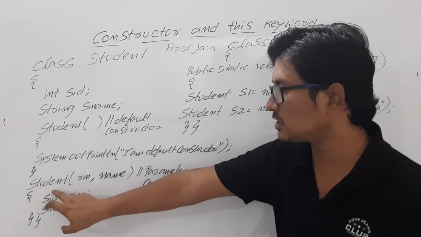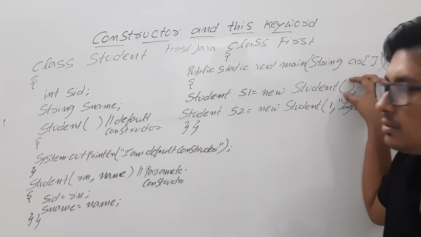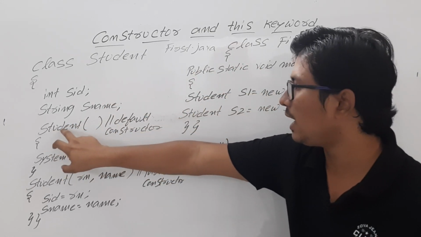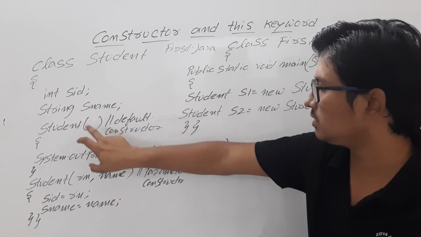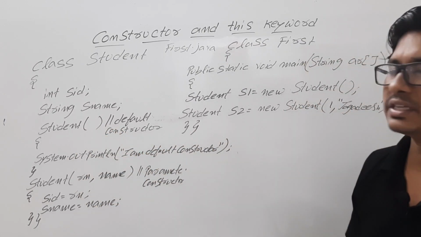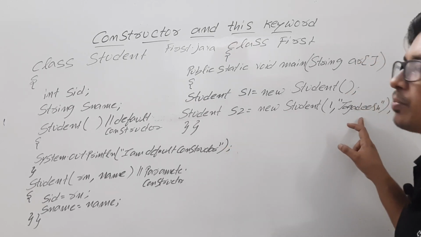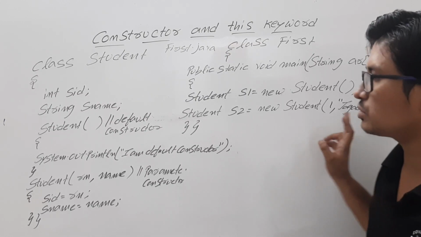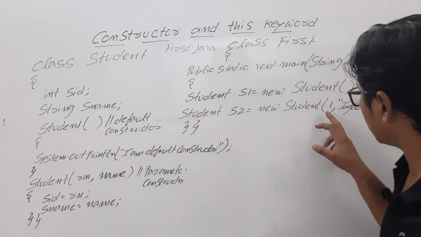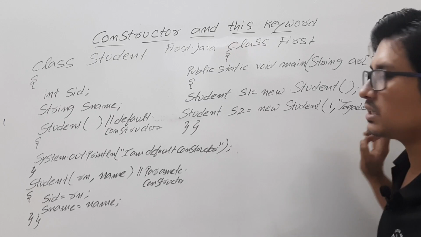Then this constructor will be invoked. Look here, when there are no parameters, this one will be invoked, so you will get the output I am default constructor. When you are creating an object called S2, you are passing two parameters, so it will look for the constructor which is having two parameters, and whatever values you are passing, see here you are passing RN and Jagadish.